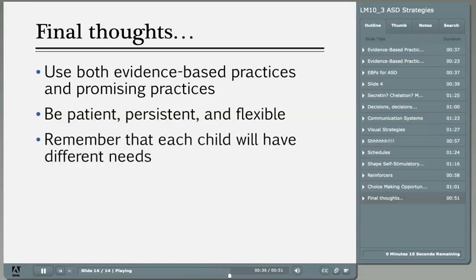Just try and then try again. Just because one strategy doesn't work doesn't mean the next one won't. Be flexible and be ready to adapt to meet your students' needs. Remember that your child in each of your classes will have their own unique needs.